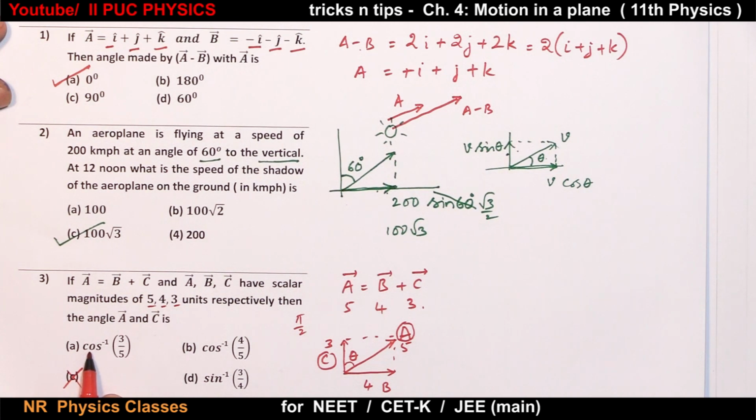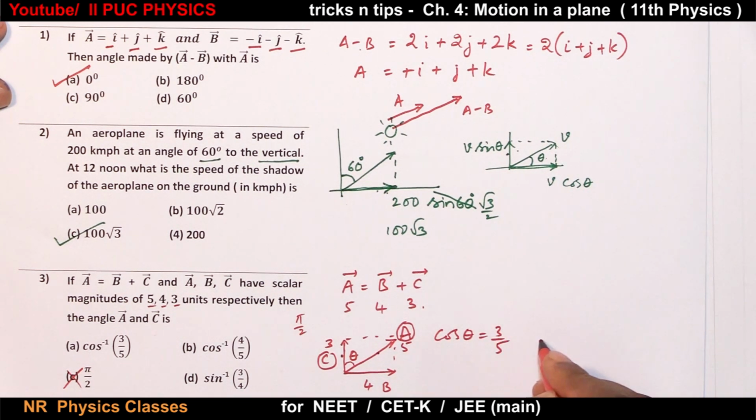So let us find the cos function. Cos theta is adjacent by hypotenuse. So cos theta equals 3 by 5. Therefore theta is cos inverse of 3 by 5. If we don't get this answer, we have to check these two. Fortunately, in the first option only we got the answer, so it is fine.